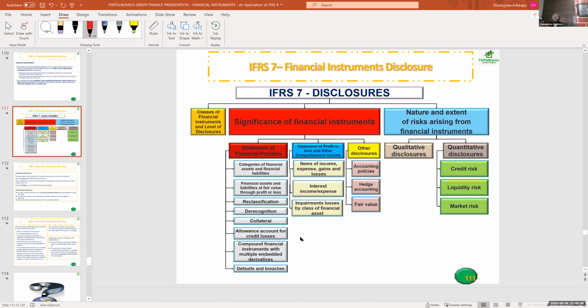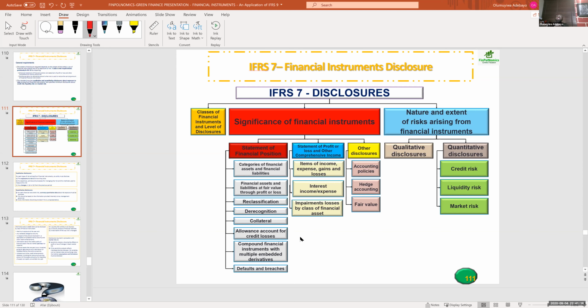Now, the third level is to discuss the nature and extent to which you manage your financial instrument risk. Remember, we have 3 categories of risk we manage in financial instruments. The first one is credit risk. Credit risk is the risk of default, which leads to impairment assessment, because you are unable to recover all of the cash flow you're supposed to get from that asset.